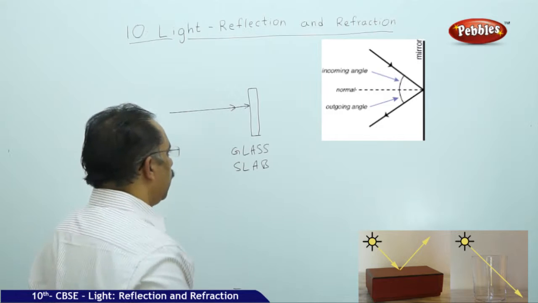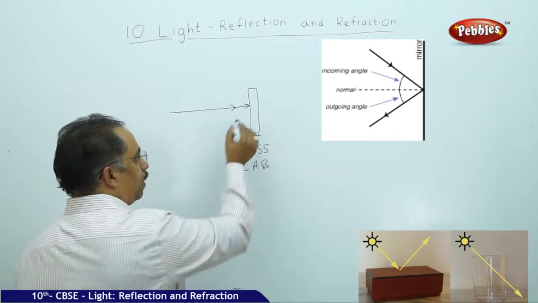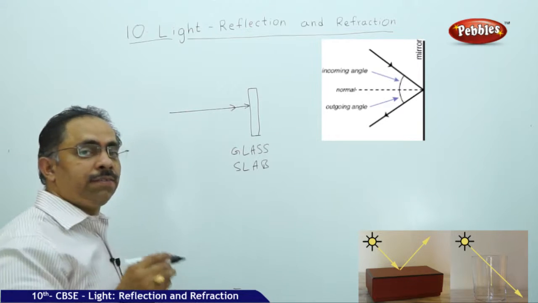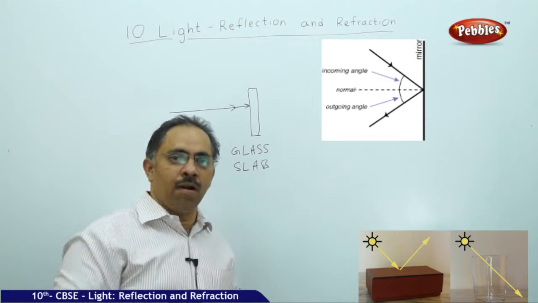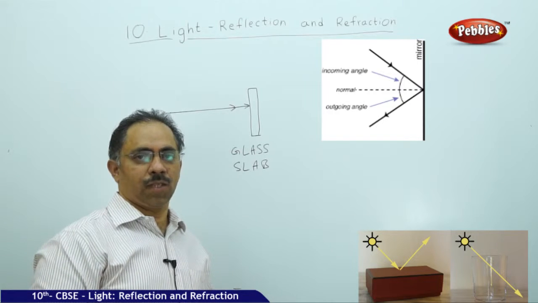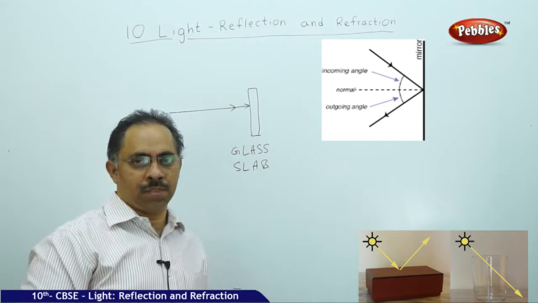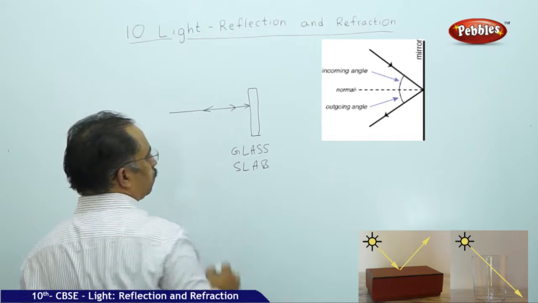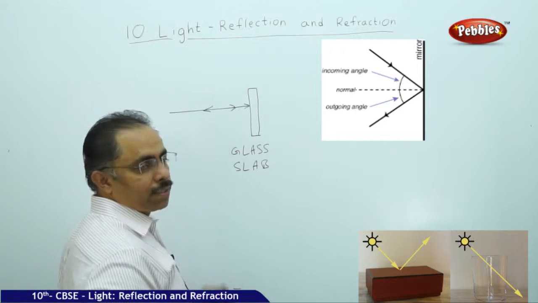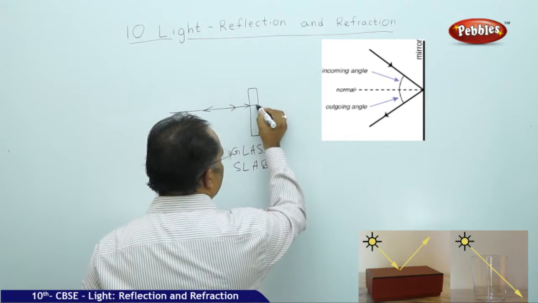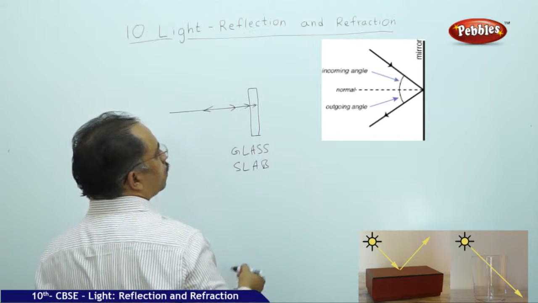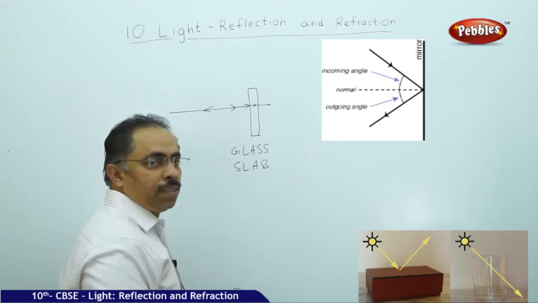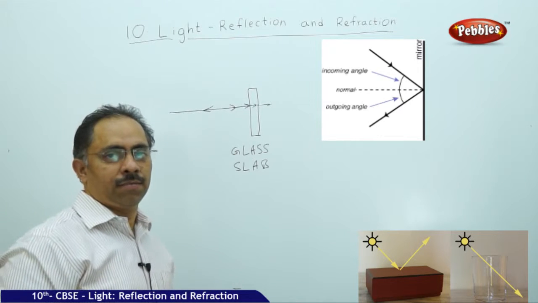A part of the light will bounce back. It is very much similar to a rubber ball hitting a wall. What will happen? It will get bounced back. So similarly, a part of the light may get bounced back. A part of the light will pass through it, and a part of the light will come out. These are the three things that will happen.